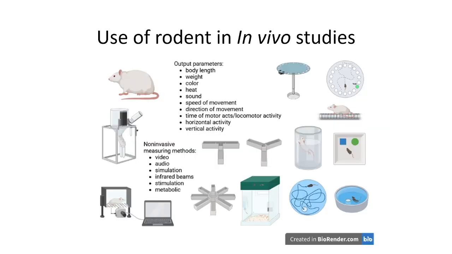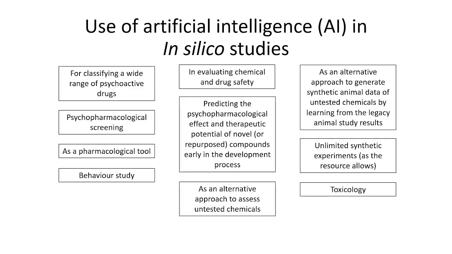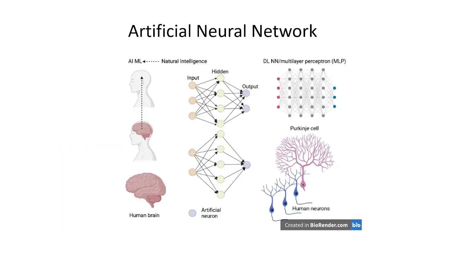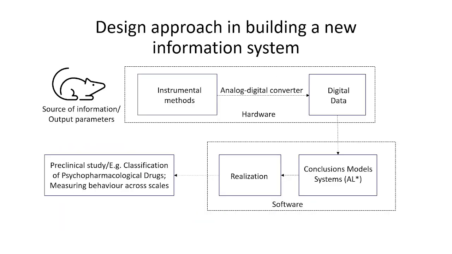In this slide, we can see various research devices, labyrinths and boxes. Use of artificial intelligence, AI, in silico studies for various applied tasks. The next 2 slides show the history of the emergence and development of artificial intelligence. The next slide shows the block diagram design approach in building a new information system.